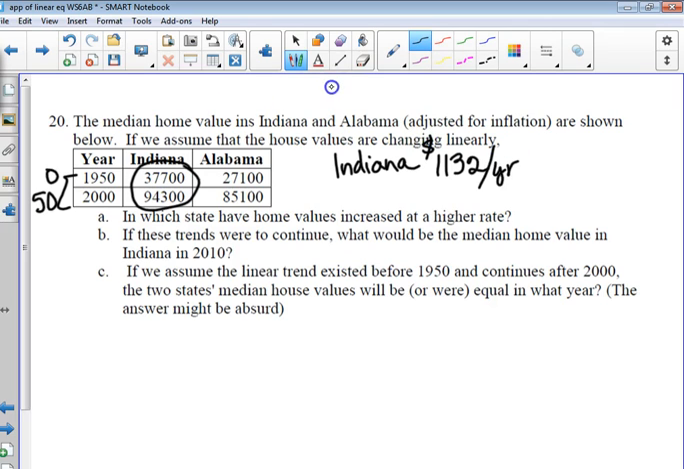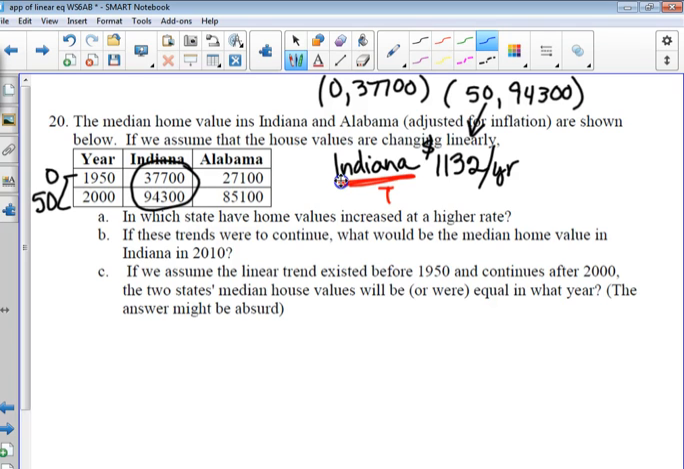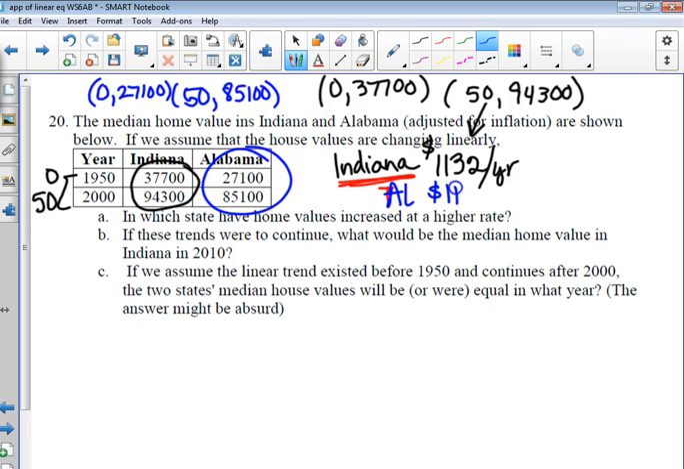So that was the slope. We found 0, 37700, and 50 years later it was 94300. We found the slope between those and got that, and that is for Indiana. Okay. Now, if we're going to do Alabama, we need to subtract those numbers and divide by 50 years. Anybody do that? Anybody get that? 1160? Okay.